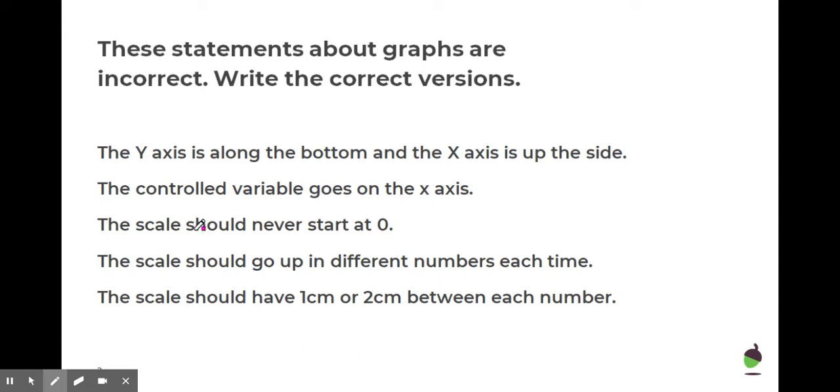Okay, so let's have a look. The y-axis is along the bottom and the x-axis is up the side. Well, actually, they're reversed. The y-axis is up the side, and the x-axis is along the bottom. The control variable goes on the x-axis. It's not the controlled variable, it's the independent variable. I'll put it there.